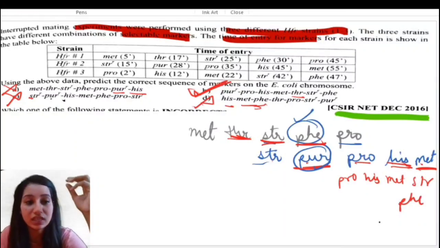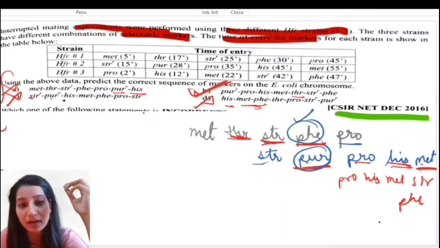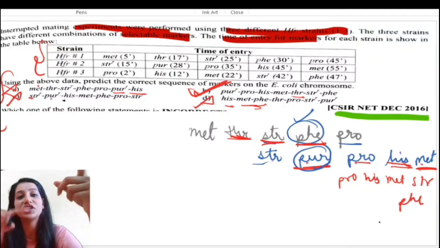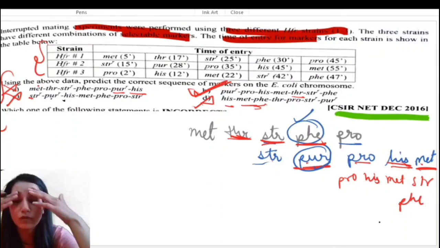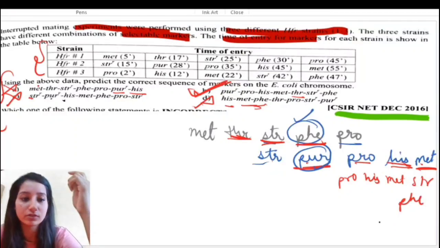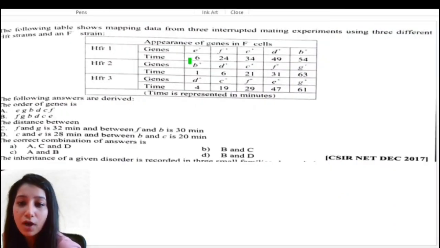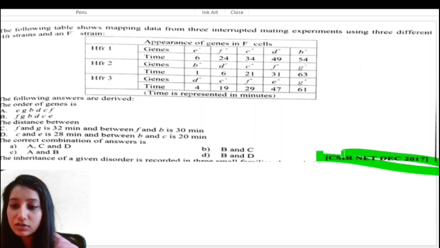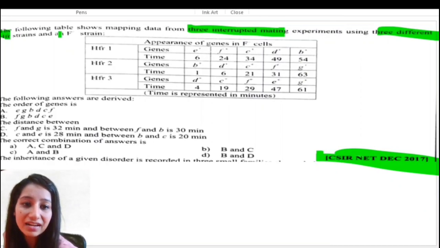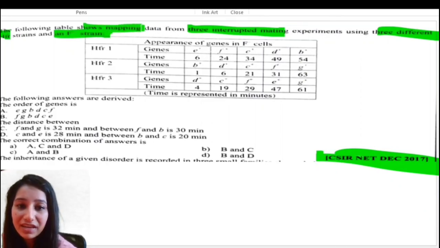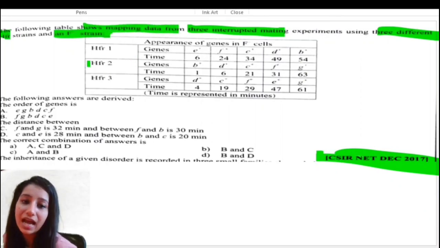So you have to see these options and compare them with these three. Which gene is going with whom? According to that, you have to identify the sequence of the genes. Now the next question is from December 2017. It is also a CSIR NET question. What is the question saying? Interrupted mating is done between three different HFR strains and an F strain. We have to tell the mapping data, that is, how the genes are ordered in the map.